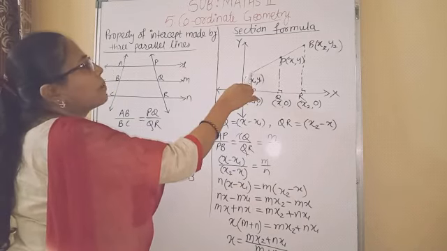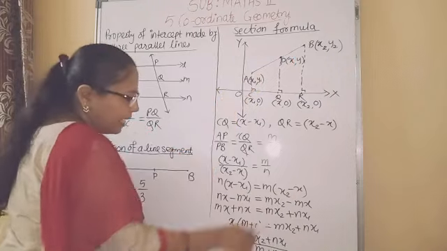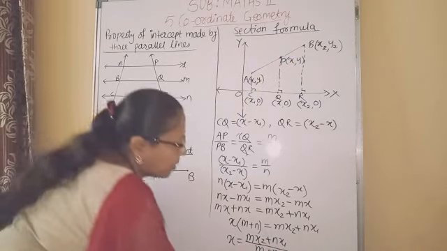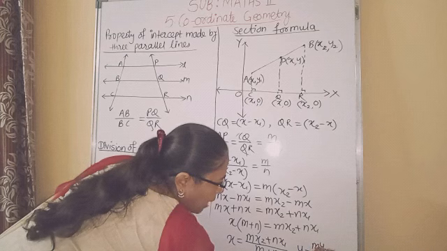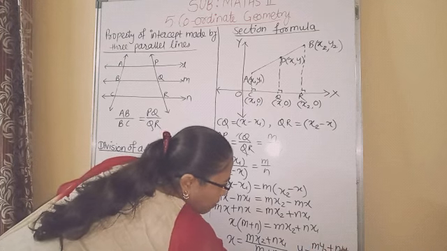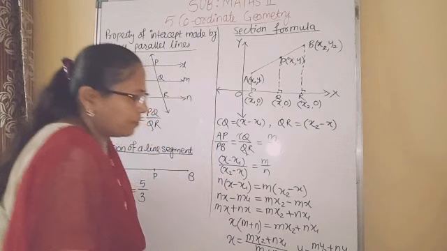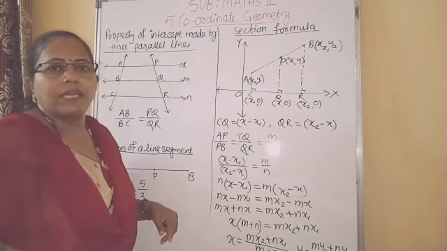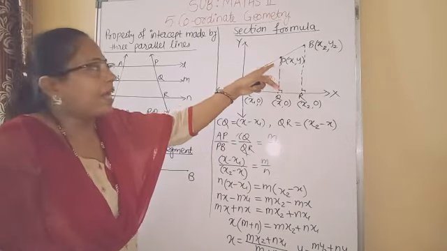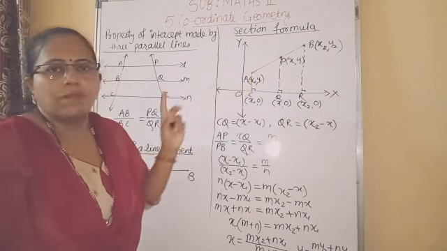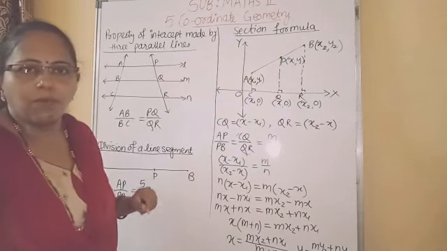Similarly, if you draw the perpendiculars from this point on the y-axis, we will get the y coordinate. So the y coordinate will be (m y2 plus n y1) upon (m plus n). So using this formula we can find the coordinates of a point which divides the segment into a given ratio. This is called the section formula.